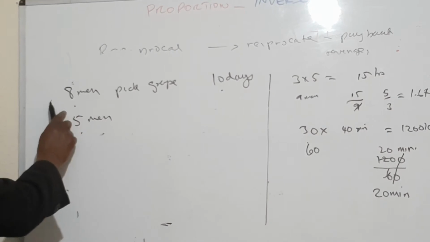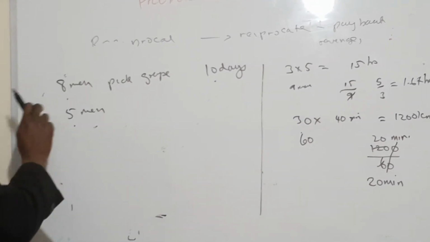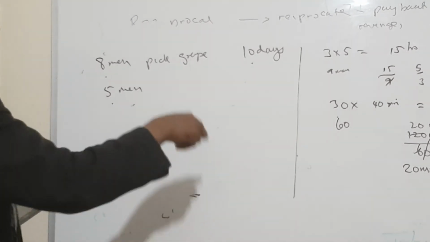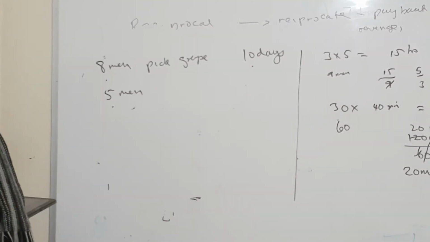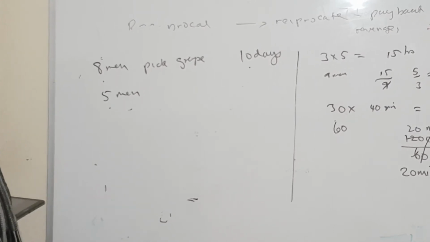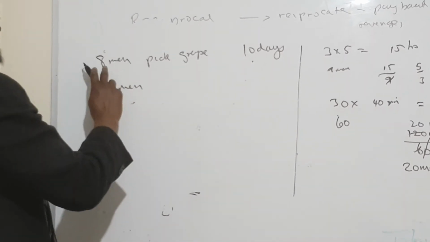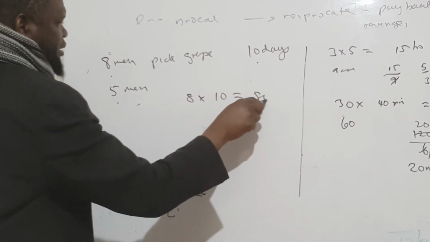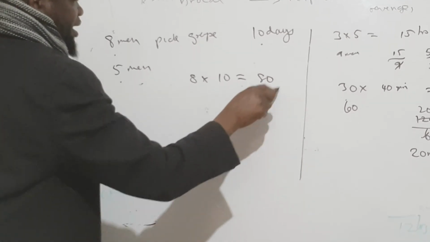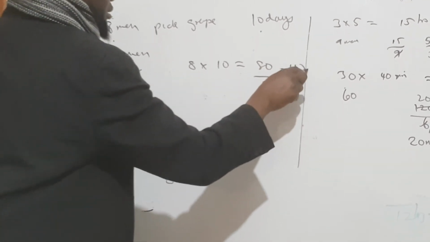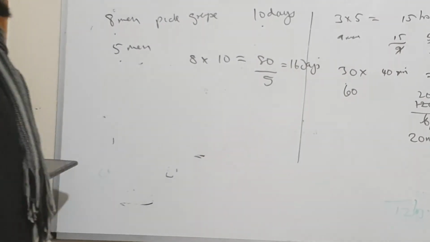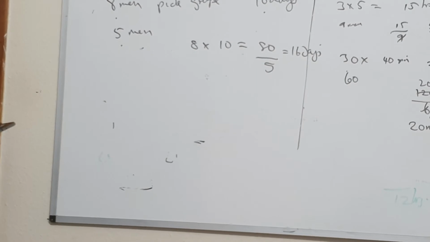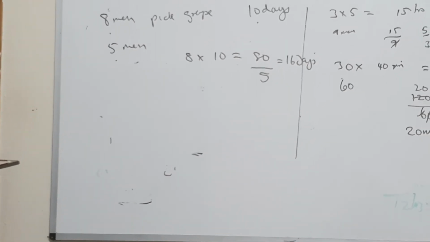Exactly, because 8 will take 10 days. So with fewer people, they have to work harder to finish, so it takes them longer. The same thing, how many days altogether? 8 times 10, which is 80, and divided by 5 men, it will take them 16 days. Okay? It will take them 16 days.